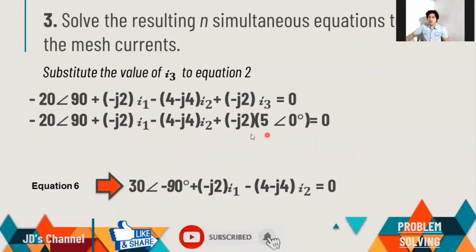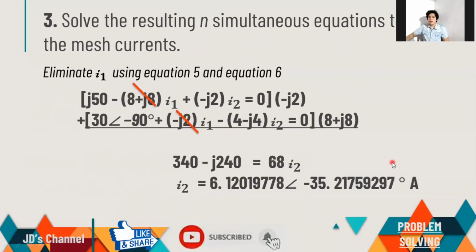And then class, so the result, ang result nito, isasama natin dito sa negative 20 bar angle 90 and will result to 30 bar angle negative 90 degree. And then plus negative J2 I1 minus 4 minus J4 I2 is equals to 0. So ito na yung simplified, ito na yung ating naging equation number 6.